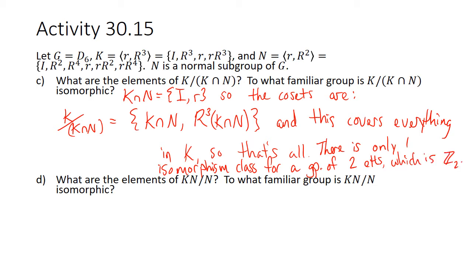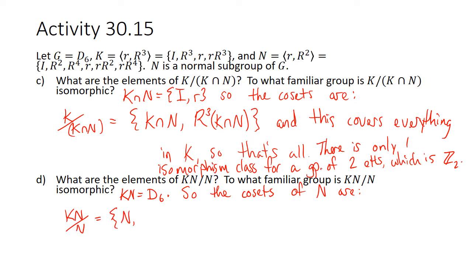Okay, so part D, what are the elements of Kn mod n? Okay, so remember that Kn equals D6, and n is written up above, so the cosets of n are, let me write this part. So the first one will be n, and then we have to think of something that is in Kn, or D6, that is not already in n.